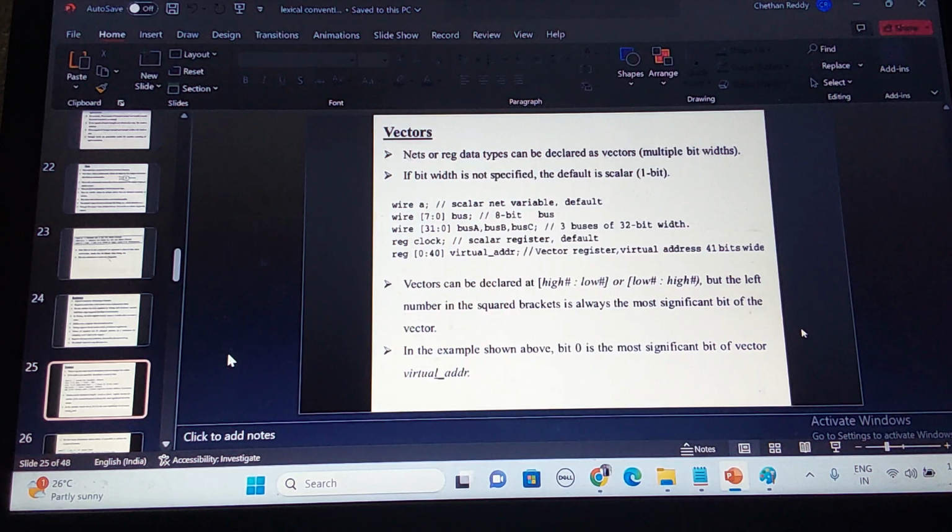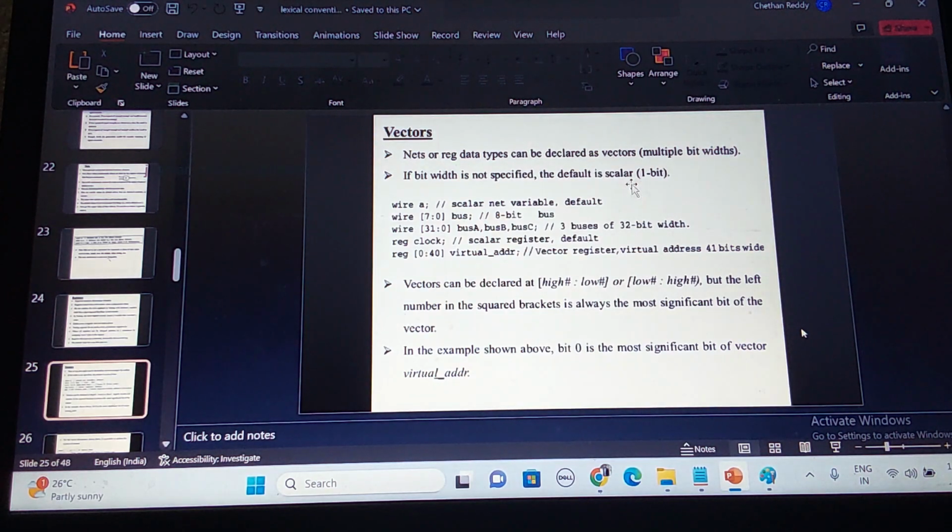Did you understand? Before going to the other data types of Verilog, like integer, real, real time, or time, we will speak about what a vector is in Verilog. Usually vectors are used for net and reg data types. So a net or reg data type can be declared as a vector, which indicates that it has multiple bit width. If the bit width is not specified, the default is one, a scalar. That means it is 1 bit: a 1-bit net data type or a 1-bit reg data type.